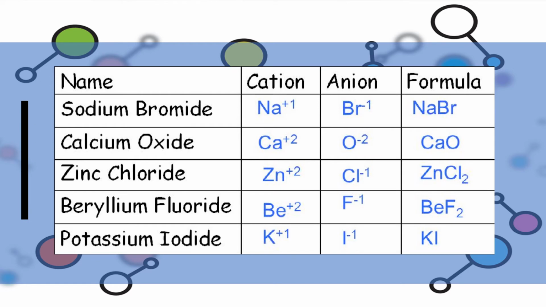In naming ionic compounds, the first element of the compound is the cation, thus it is written first, and after it, the second element's name is changed to add the suffix IDE. Thus, the compounds in these examples, sodium bromide, calcium oxide, zinc chloride, beryllium fluoride, and potassium iodide, are being classified respectively.